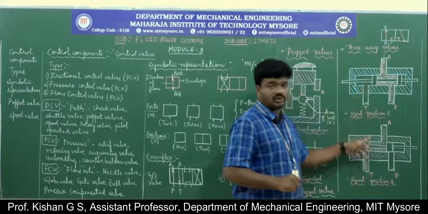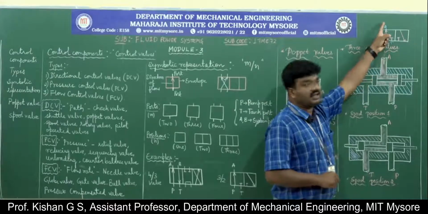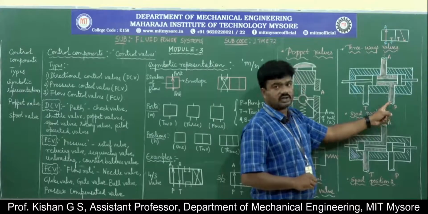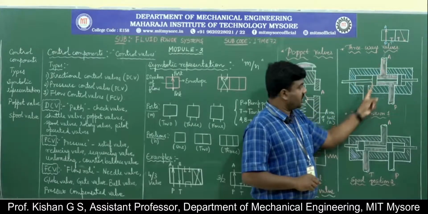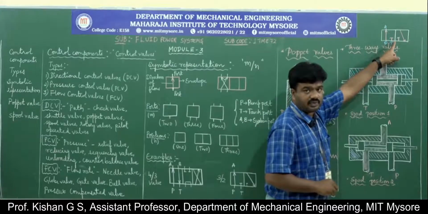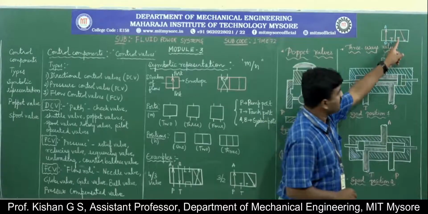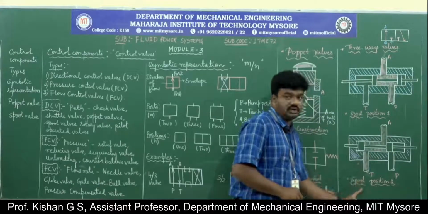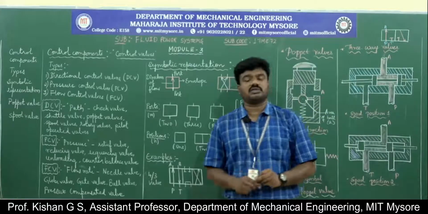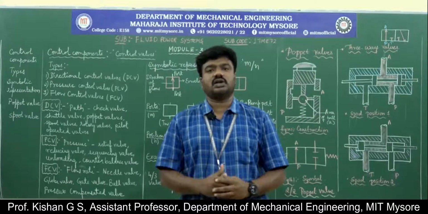Now observe these two positions in the graphical symbol. We have two positions, so we have two envelopes. We have three ports P, A and T, so the three ports are represented here. Observe the first condition. There is a flow from P to A and there is no supply to the tank. So there is a representation from P to A and T is cut off. Moving on to the next position, there is no supply from P. So P is cut off, but there is a supply from A to T. Observe here, A to T. So this is the symbolic representation for the three-way valve, that is, a three-way spool type direction control valve.